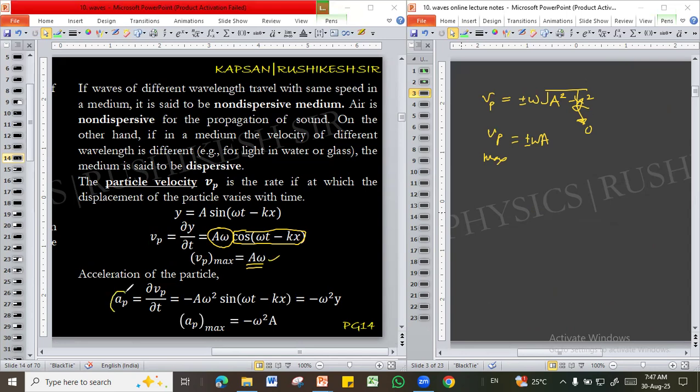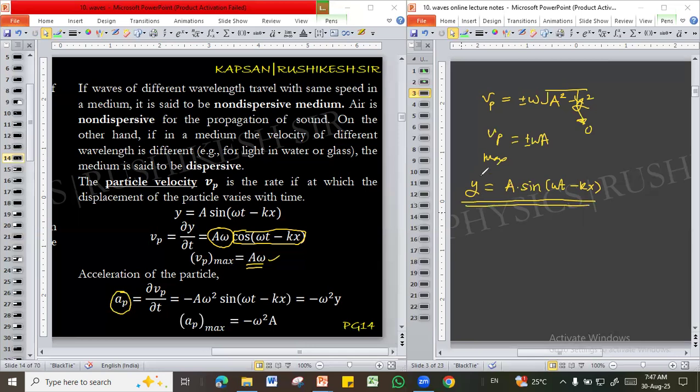Now you can also calculate acceleration of the particle. How will you calculate acceleration of the particle? What is the position of the particle? A sine omega t minus kx plus alpha. Let us take alpha equal to 0 and let us assume that the wave is traveling in the rightward direction. So this is our equation of the traveling wave.